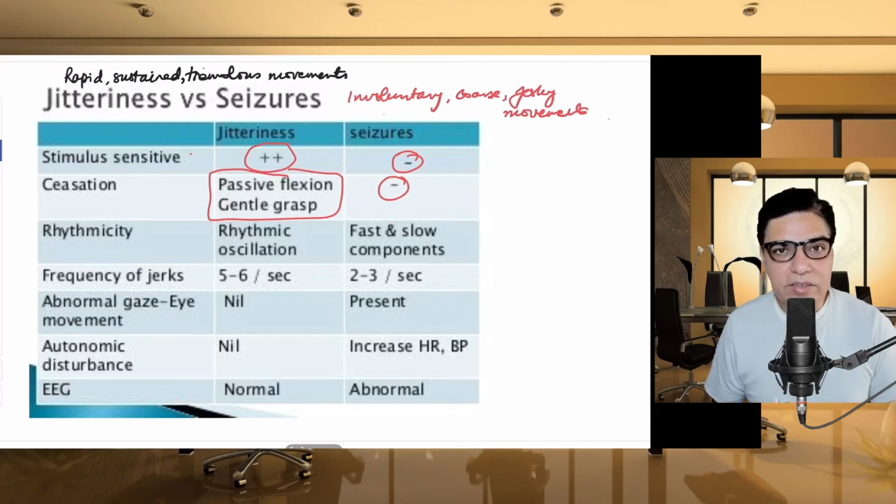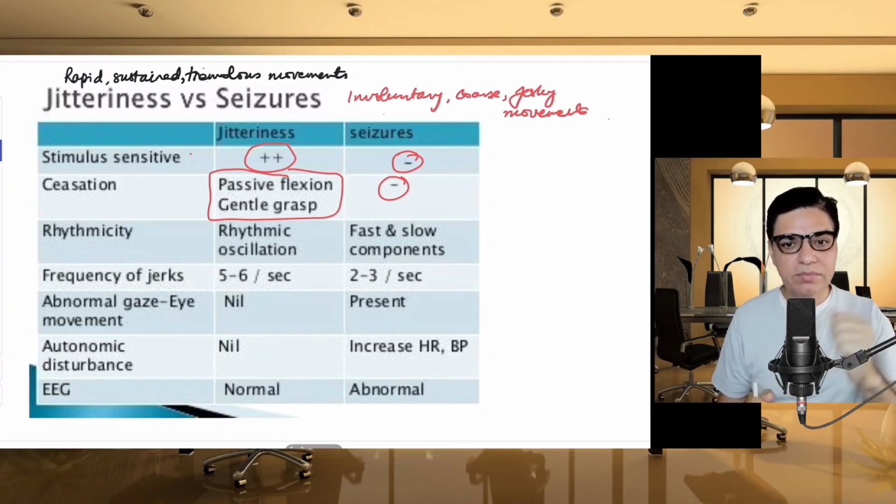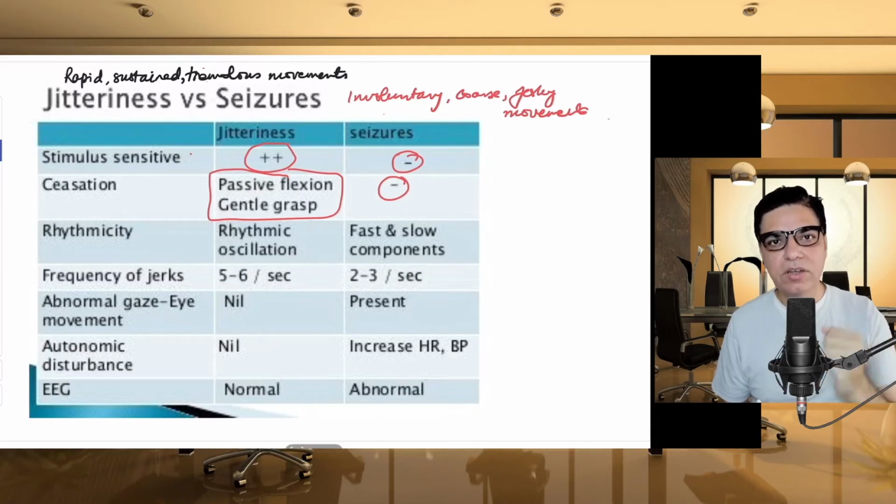Seizures, on the other hand, are coarse movements, so they've got a fast and a slow component. They would be like this: fast and then slow, fast and then slow. So a fast movement, let's say fast extension, then slow flexion, fast extension, then slow, like this. Repeated fast and slow movement. While tremors are like this.